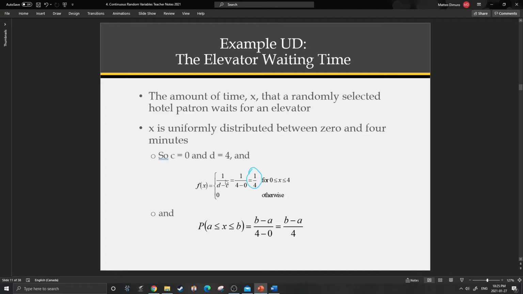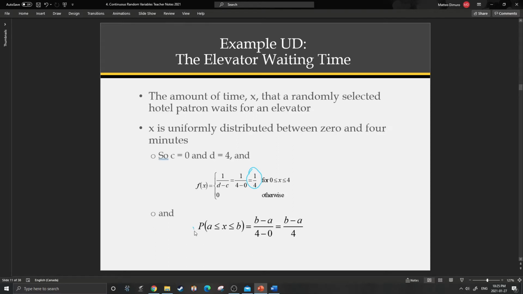Okay, so 1 over 4 minus 0 gives you 1/4, otherwise it's 0. Because it's a uniform distribution, at any given point, there's a 1/4 chance that you're going to wait, say, between 0 and 1 minutes, or 1 and 2 minutes, 2 and 3, and 3 and 4 minutes. If you add them all up, you get 1. If you move outside of the 4 minutes, then the probability is 0, because it never takes more than 4 minutes.